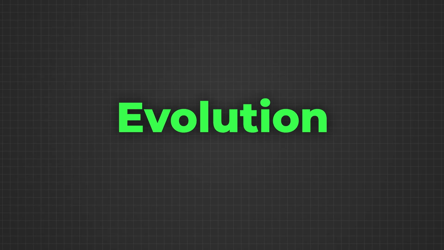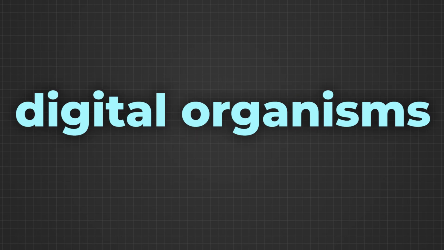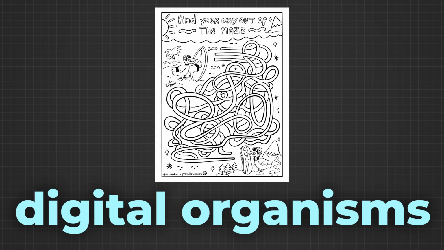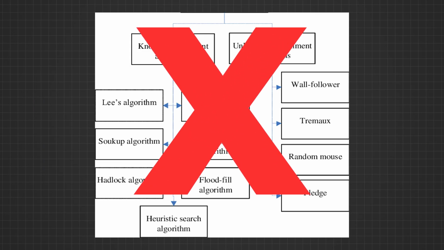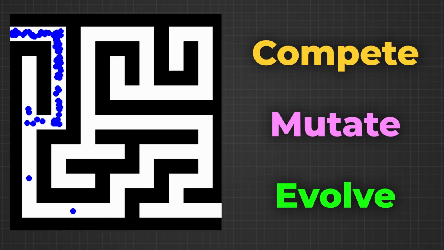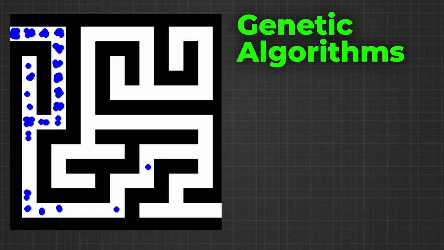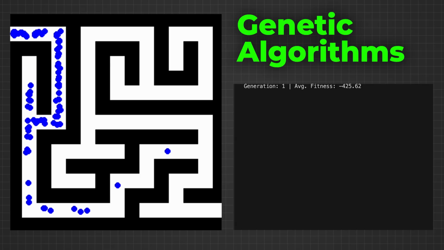But what if we let evolution take the wheel? Today, we're going to be teaching a bunch of digital organisms how to navigate a maze, not by giving them set instructions, but by letting them compete, mutate, and evolve their way to the finish line to find out if natural selection can solve a maze. Welcome to the world of genetic algorithms, survival of the fittest, one generation at a time.